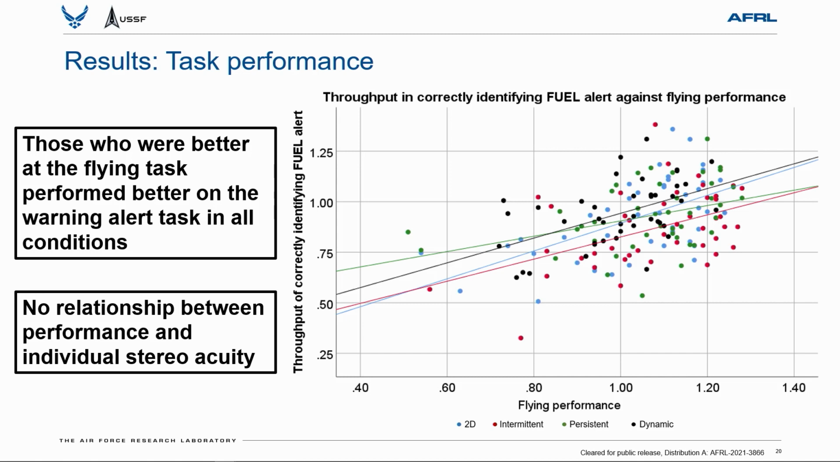And then the second box, so we looked at flying performance against individual stereo acuity, as I've already told you that we measured in detail, and we found no correlations between individual stereo acuity and performance, either flying performance or performance in the secondary task to correctly identify that fuel warning alert symbol. Okay, so it didn't affect performance.